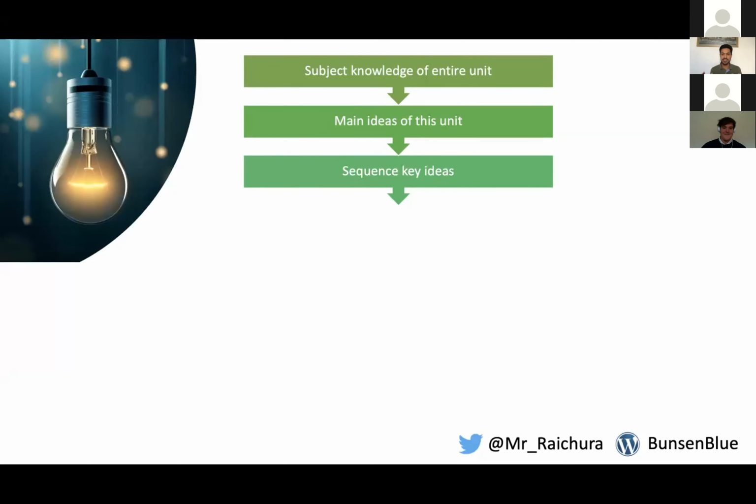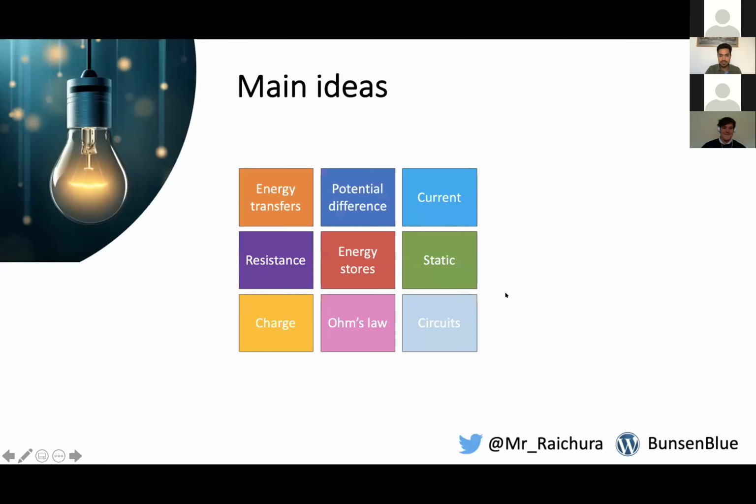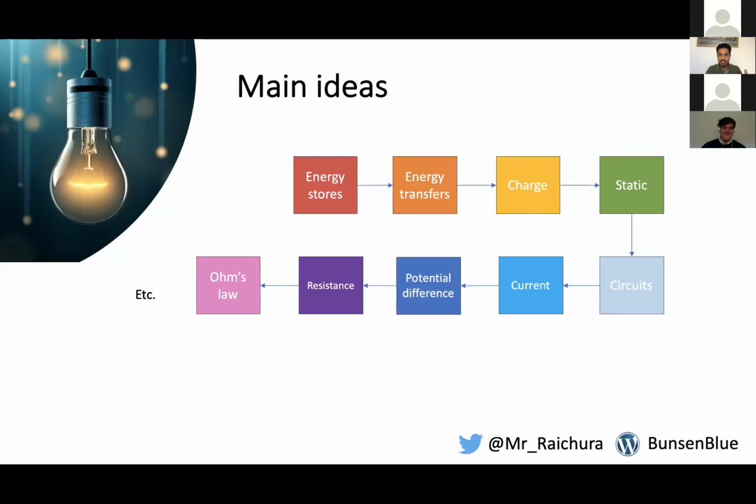The second thing to do is to then think about what are the main ideas in this unit. Think big, what are the big ideas, and you want to sequence them. So let's use the example. I've got little diagrams there. So you've got all your knowledge, you break it up into little chunks, and then you sequence them. So let's have a think about what that might look like. So in electricity, these are some of the ideas. We've got the idea of energy transfers, potential difference, current, etc. And once I've got my main ideas, I'm going to put them into a sequence that I think makes sense.